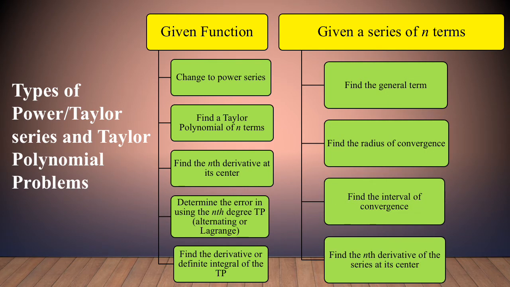Or you could be given a series of n terms, and from there you need to find the general term of the series, and then find the radius of convergence, and from there determine the interval of convergence. Also, again, we can find the nth derivative of the series at its center. These are the basic types of situations that we will encounter. In this video, we will give both types of problems to make sure we cover everything.